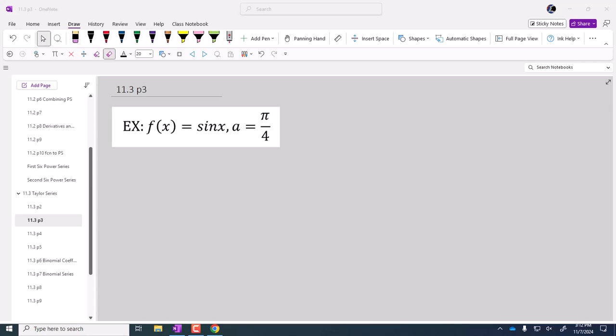All right, let's go ahead and do another one. Once again, we see that it's not centered at 0, so we know we have to construct it.